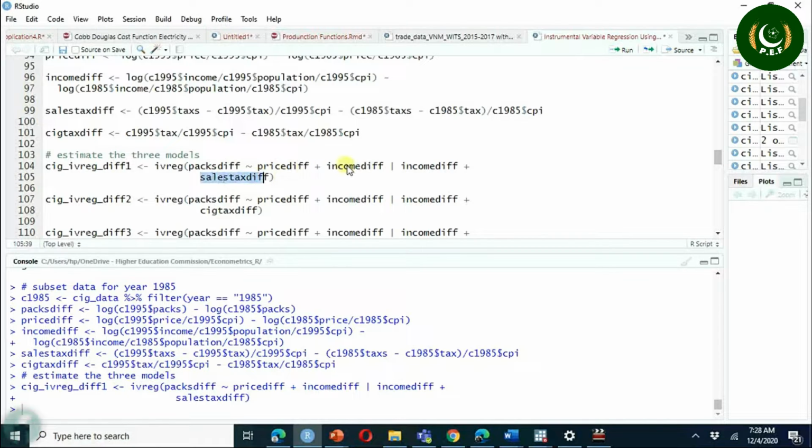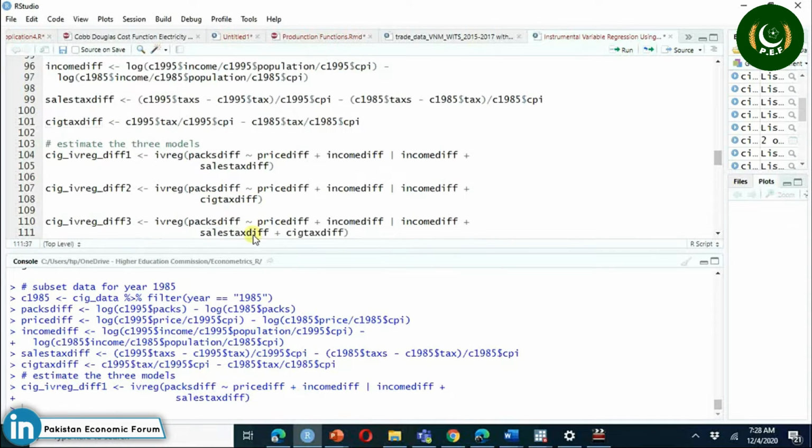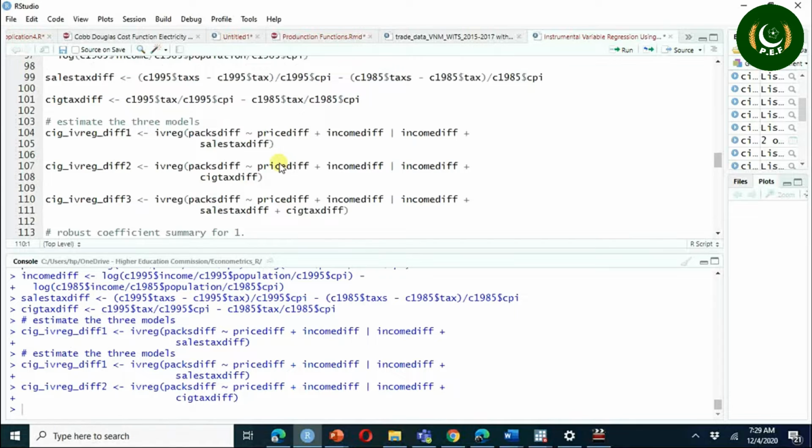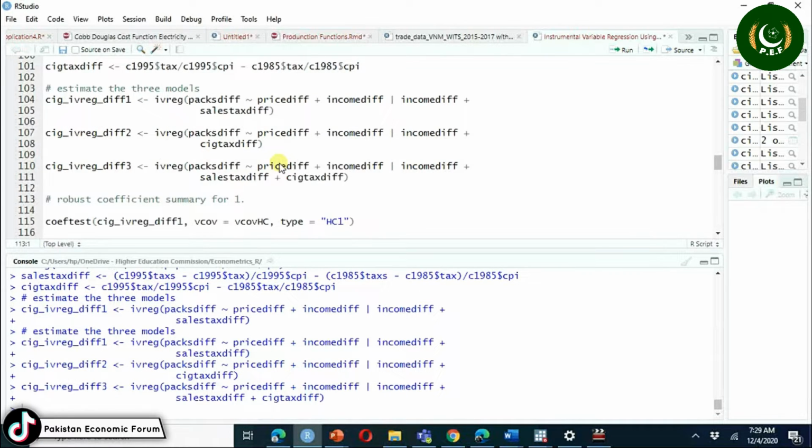So in first stage, in first column, we have only sales tax. In second, all the equations are the same, only difference is that instead of sales tax, we are considering cigarette specific tax. And in the third, we have instrumental variables: we are using income difference plus both these together because both were strong at first stage. So I am going to run control enter, control enter, control enter. All these three models are run.